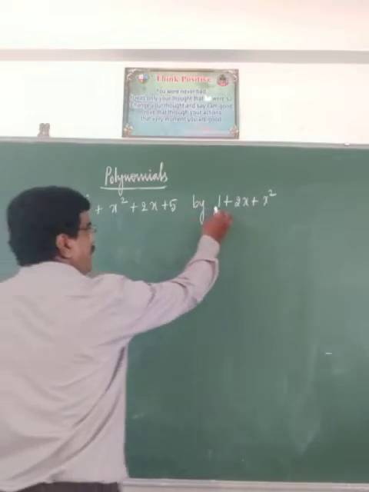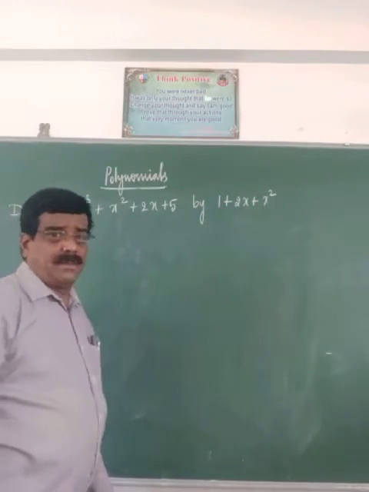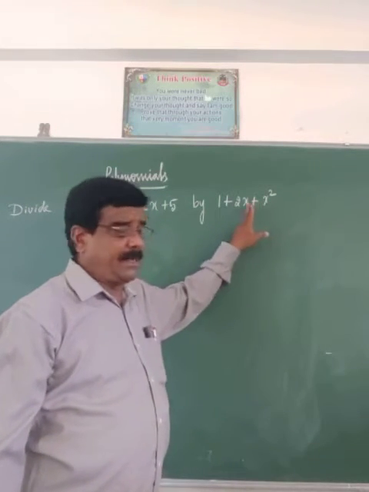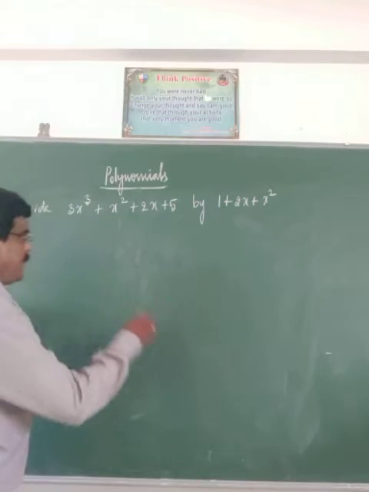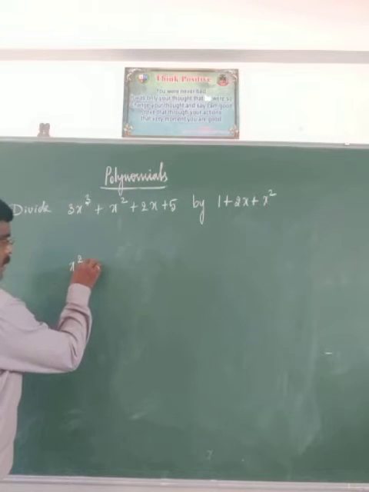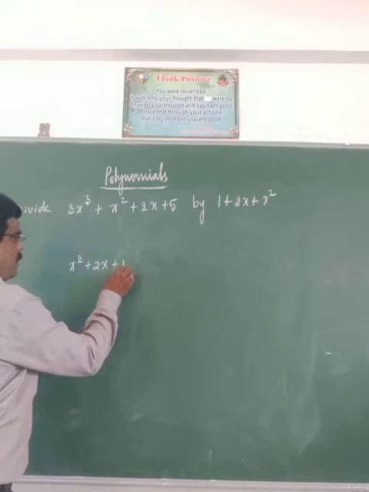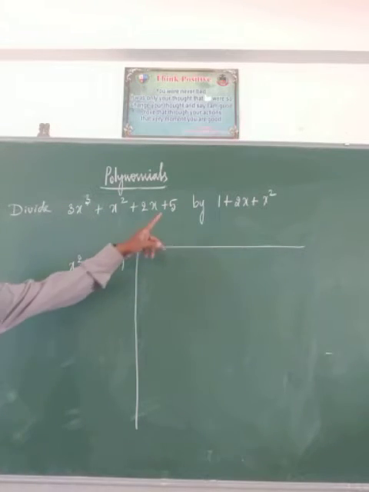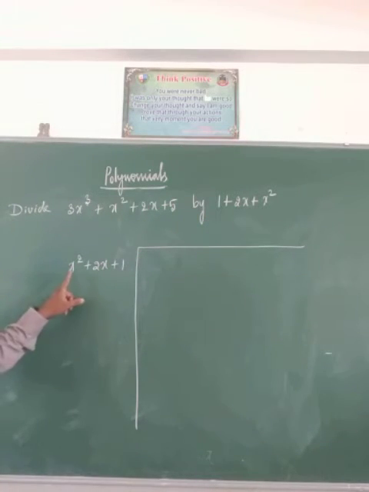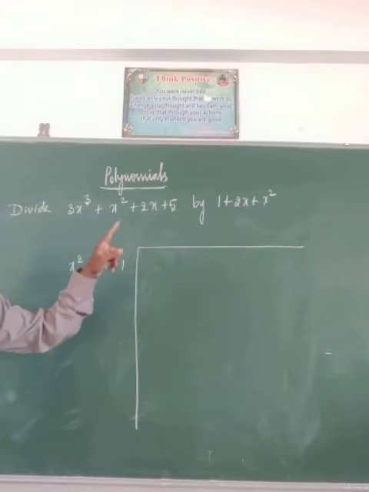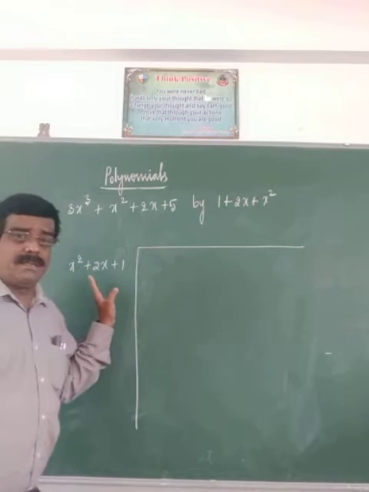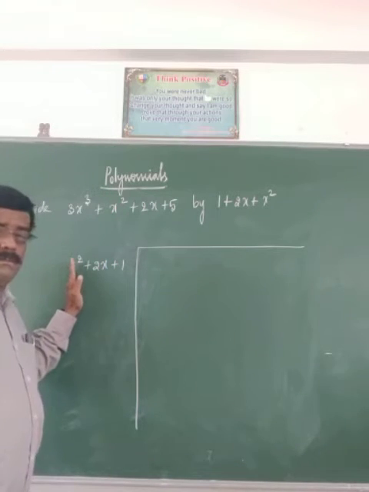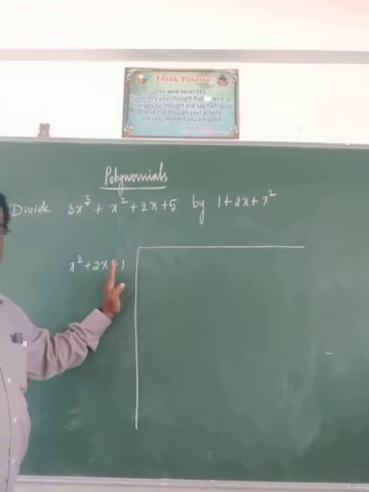So here you have 1 plus 2x plus x square given, but write it in the standard form. Standard form means x square comes first, then x, then like that. It means x square plus 2x plus 1. Got it? 1 plus 2x plus x square should be written as x square plus 2x plus 1. Don't write it like 1 plus 2x plus x square, because it should be the general form or standard form we say. Standard form in the sense what? First x square comes, then x, then constant.